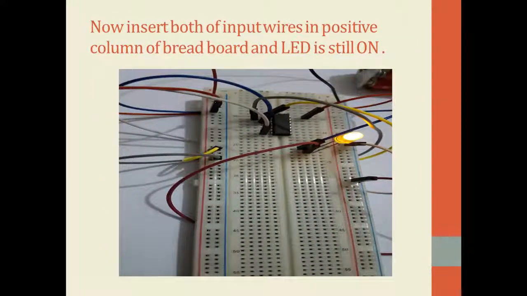Now when both of the inputs get 1, which means that input A and input B are both connected with the positive side of the breadboard, the LED is still on. This proves the fourth and last condition of the truth table of the OR gate, in which when both of the inputs are 1, which means both are connected with the positive side of the breadboard, the LED would get on.